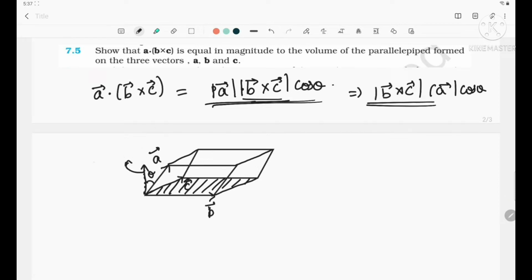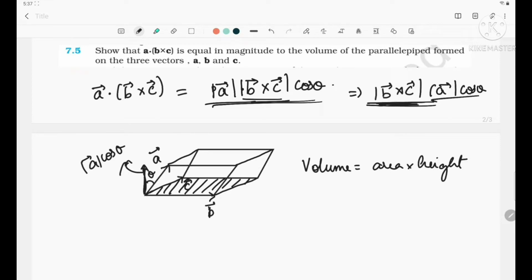So this length is nothing but A vector modulus into cos theta. So this length is the height and this is the area. So we know very well volume is nothing but area into height. So that is why this has been proved. So this is the area of the parallelogram and this is the height of the parallelepiped. That's it.